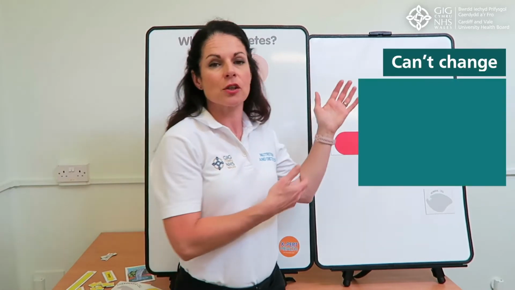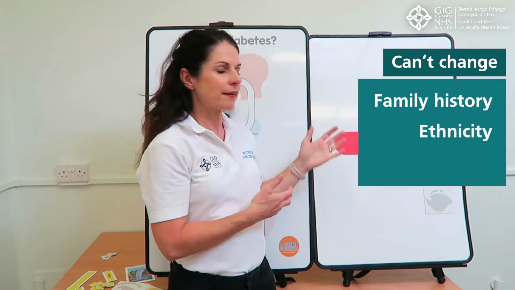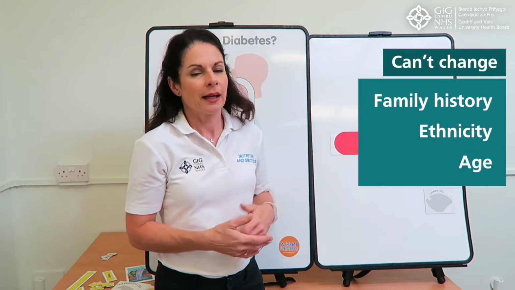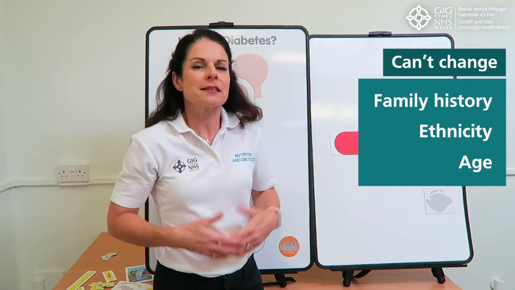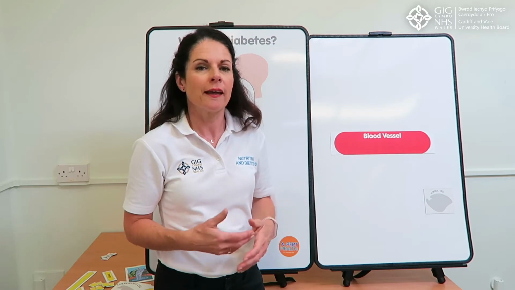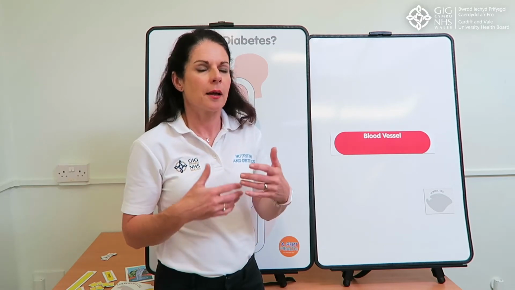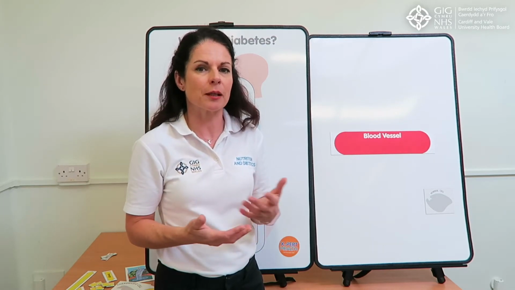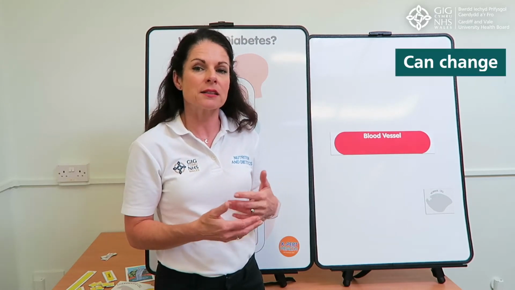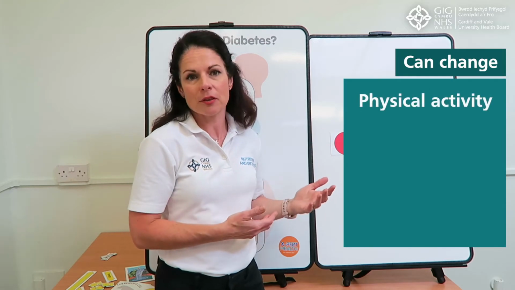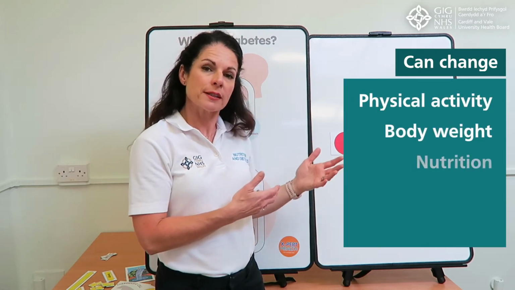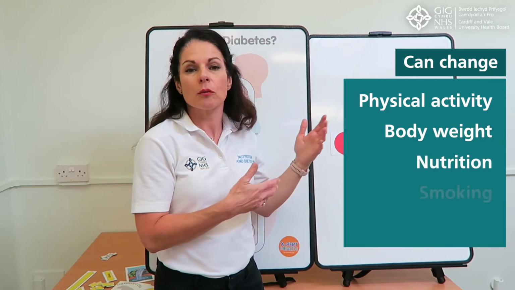Now there's quite a few things that are completely out of our control and have an influence on that risk. So one of the things is your family history, your ethnicity and your age. And these are the things that we can't control. However, on the flip side, there's lots of things that we have got control or influence over that affect your potential risk factors of developing pre-diabetes or type 2 diabetes. These are things such as the activity levels, your body weight, the food choices we make, and whether we smoke.